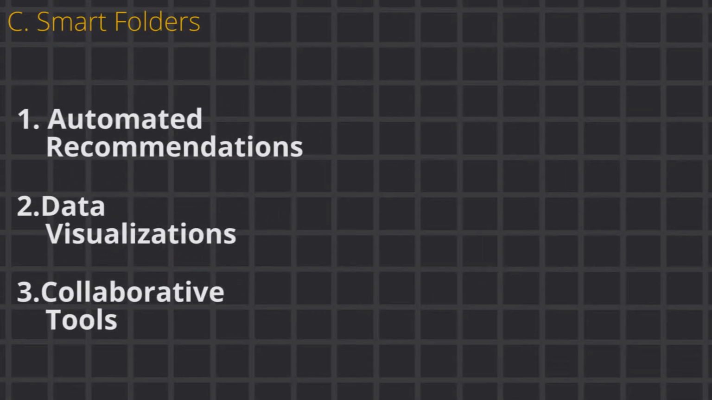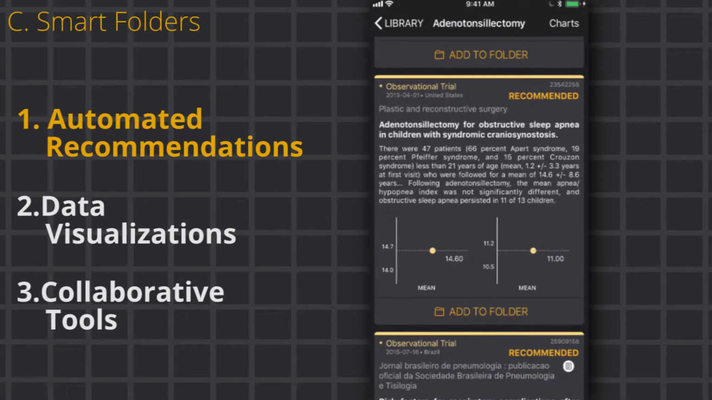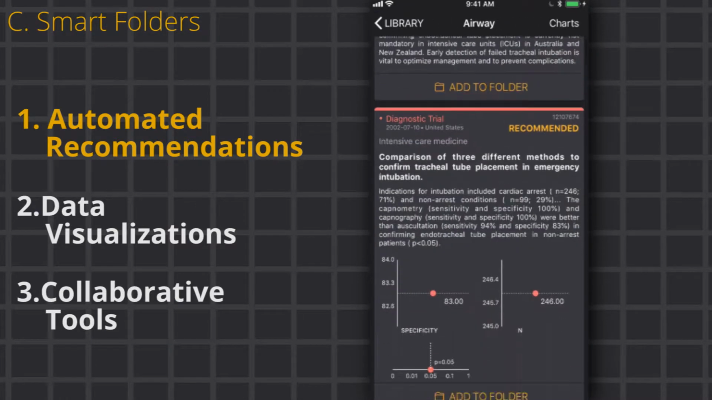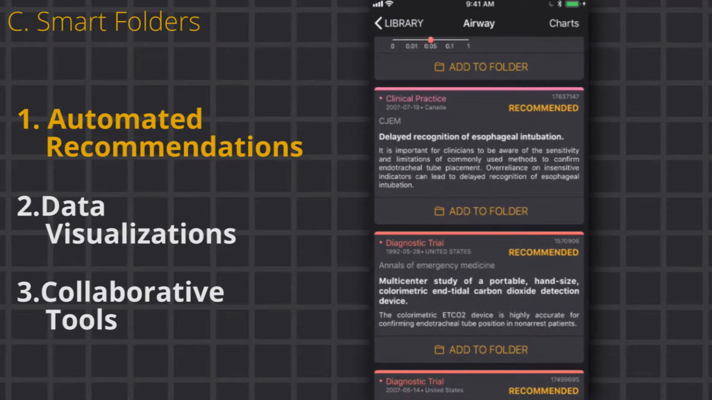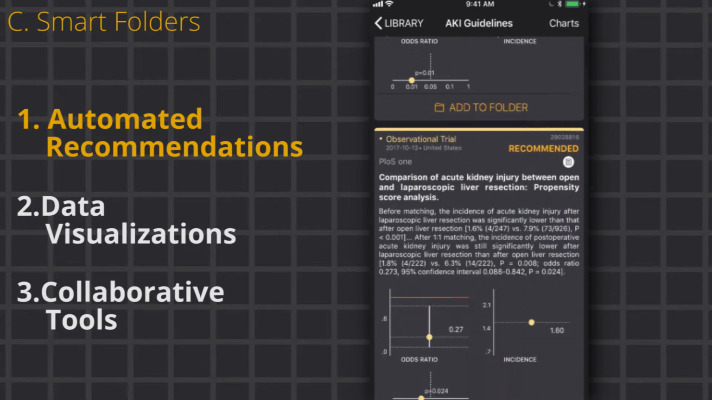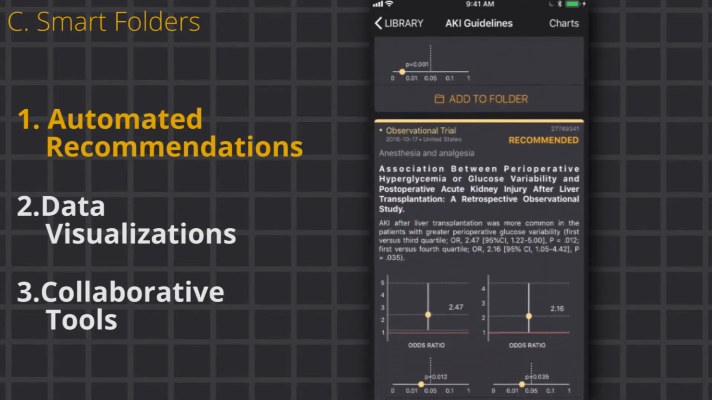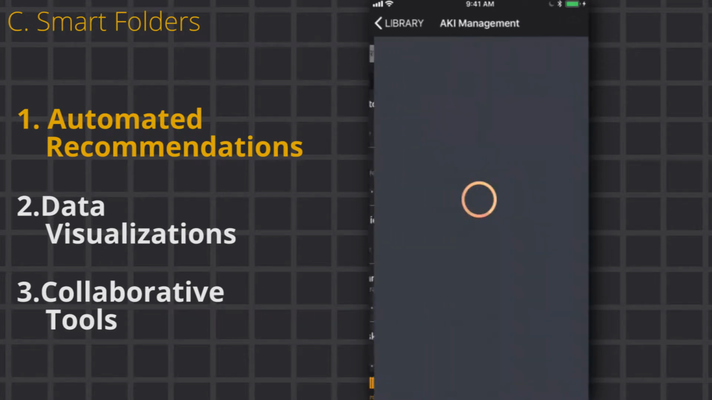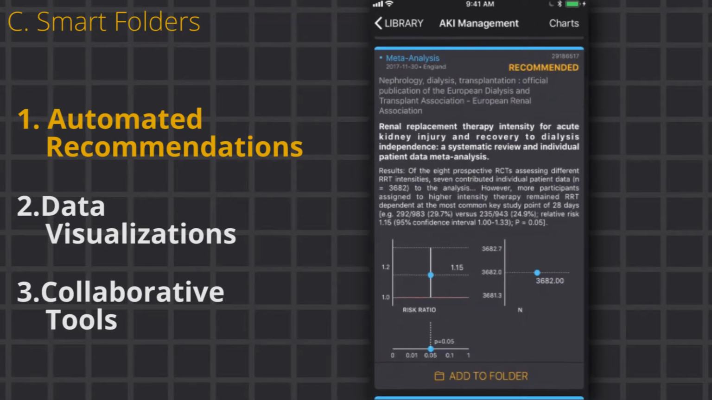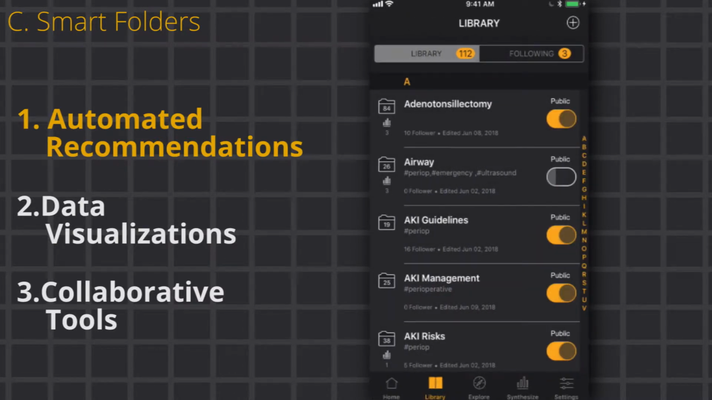Smart folders. Your folders come packed with many features. Your smart folders will be fed regularly with recommended flashcards. Just tap on your folders and browse the recommendations. You can choose to ignore the recommended cards or add them to your folder by tapping Add to Folder. So start creating smart folders on your favorite topics and let MDPhD do the rest.